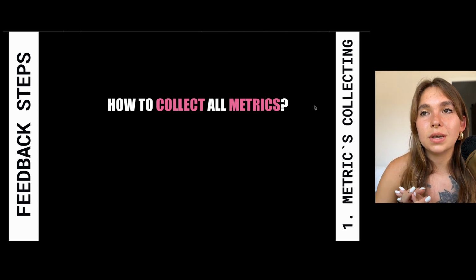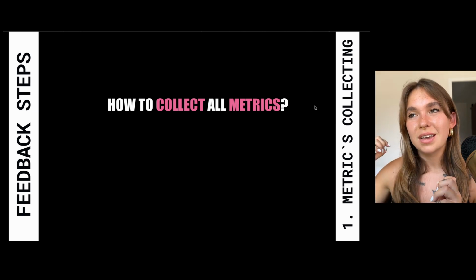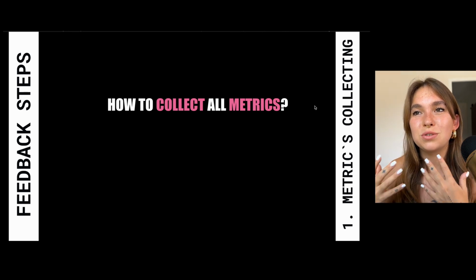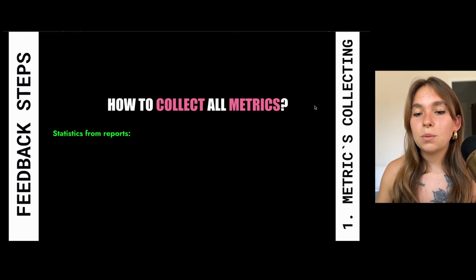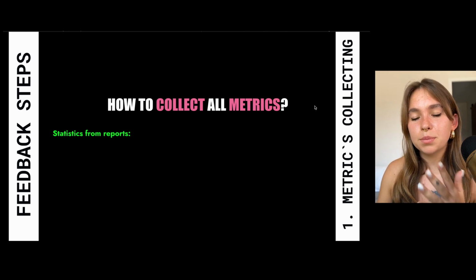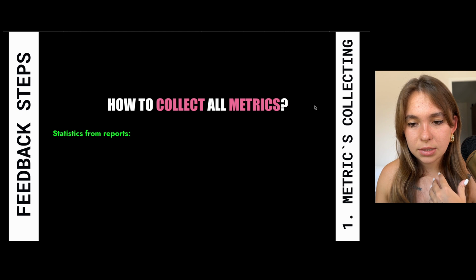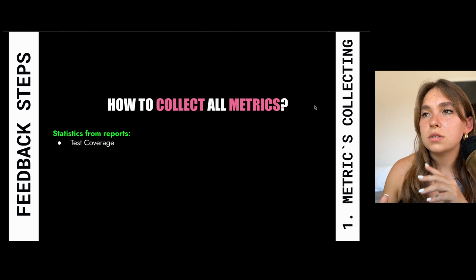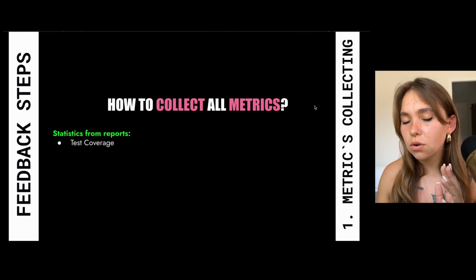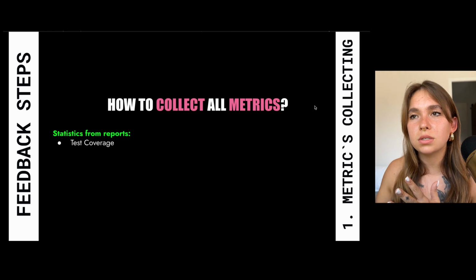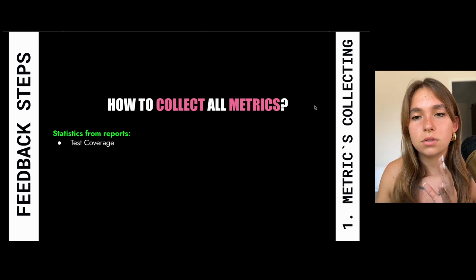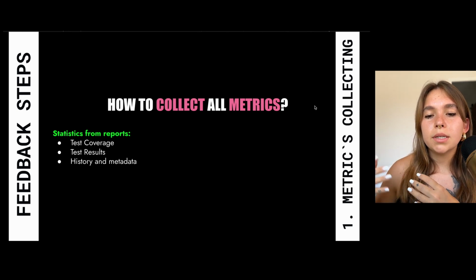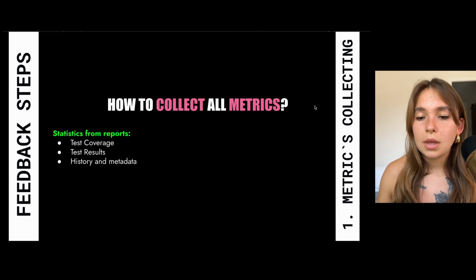Of course, it depends on whether we collect this metric or not, because metrics are not sent automatically to some storage. We have to set up everything. The basic implementation is to use statistics from the reports, like test coverage. If we use Java, it's JUnit reports, TestNG reports, Jacoco reports for coverage, and the REST Assured Swagger coverage report. Everything is reports from the tool, ready to use. Test results, history, and metadata can come from Allure and so on.